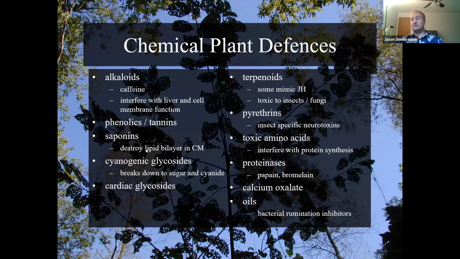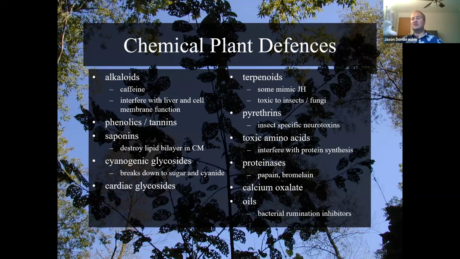Things like saponins, which are basically soaps that destroy cell membranes. Various glycosides will break down to sugar and cyanide. So things like common milkweed has cardiac glycosides in it, so you have to be specially adapted to eat it. Terpenoids, some of them mimic hormones that are very important in insect development, so they don't develop properly. Certain ones are neurotoxins like pyrethrins.